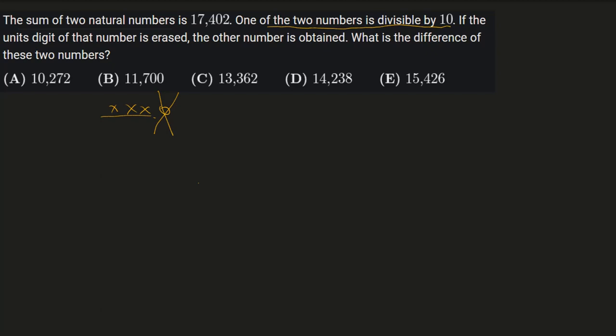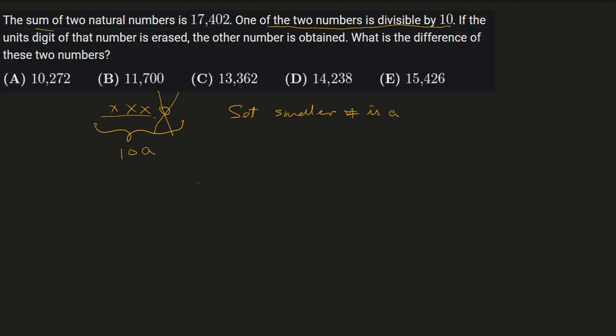Then this statement says that if we cross out the units digit of this number, the other number is obtained. This statement is equivalent to the other, smaller number being 1/10 of the first number. Or let's put it the other way: this number, which ends with a 0, is 10 times the other number, right? Then we can just set the smaller number as A, and the bigger number has to be 10A.